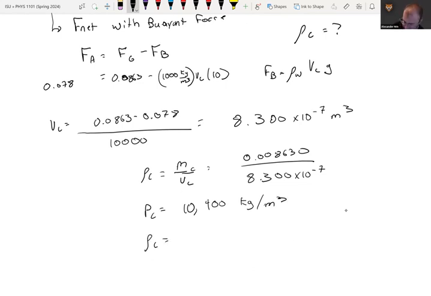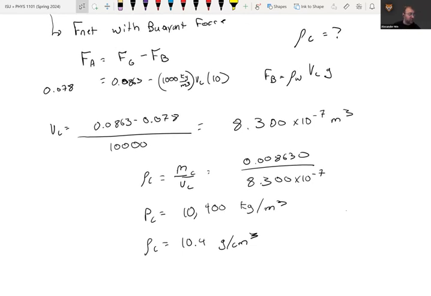Now, again, a lot of times you prefer this in grams per centimeter cubed, and you just divide by 1,000, so that would be 10.4 grams per centimeter cubed. Okay, so that is about what we find there. I'm just going to make sure that, yeah, okay. So that is basically what we'd be seeing there. That is just using buoyant force to calculate a volume and then calculate a density. And this is one way you can do this if you're given some of these unknown things.